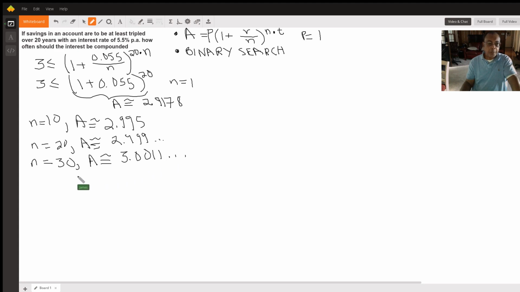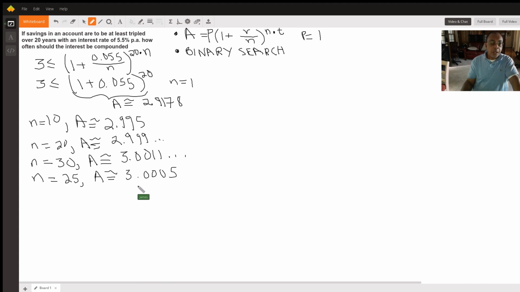Now, the binary search methodology says, let's halve the distance between the two searches that produced values that bracket the target that we're looking for. So half the distance between 20 and 30 is 25. Let's try n equals 25. And you get A is approximately equal to, and still over 3, which is great. You have to go out a couple more decimal points to get it.